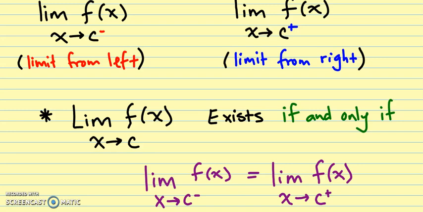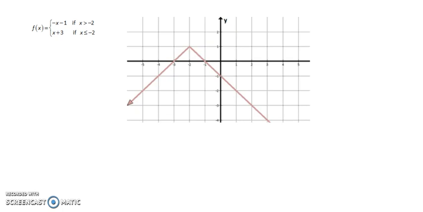Okay, let's look at another example. Consider this piecewise function. Here we have f of x equals negative x minus 1 if x is greater than negative 2, and x plus 3 if x is less than or equal to negative 2. Go ahead and pause the video and draw this graph. So hopefully your graph looks like this negative absolute value graph.